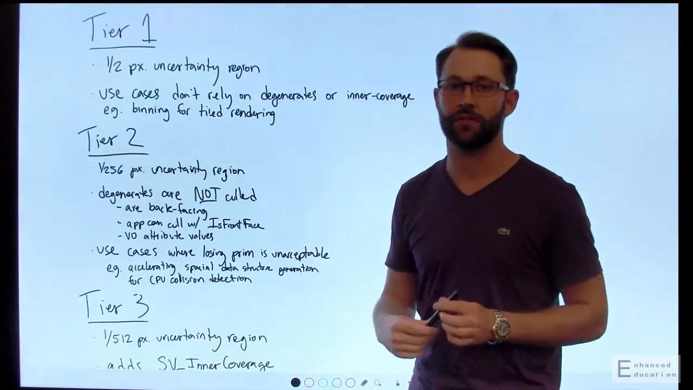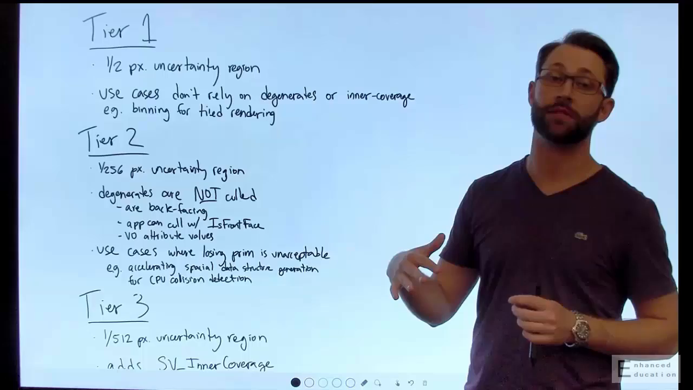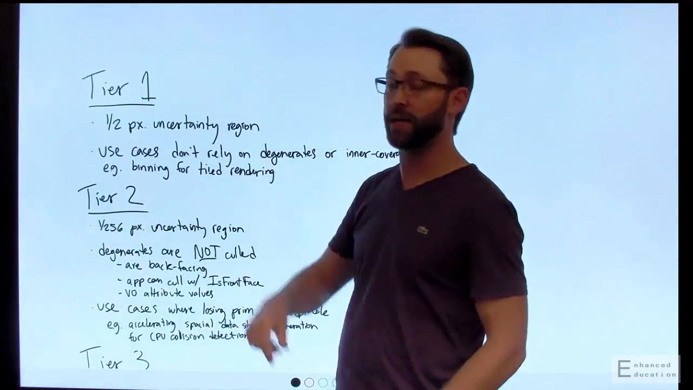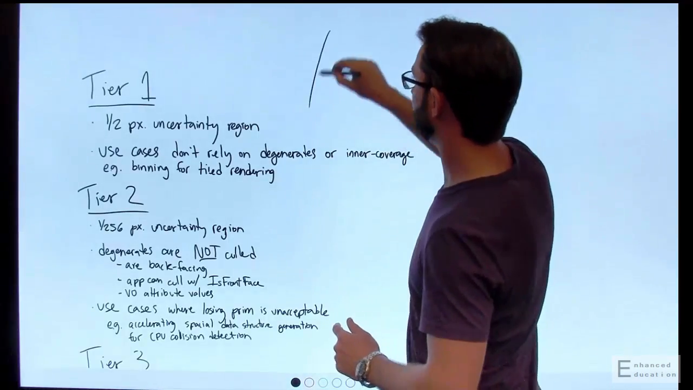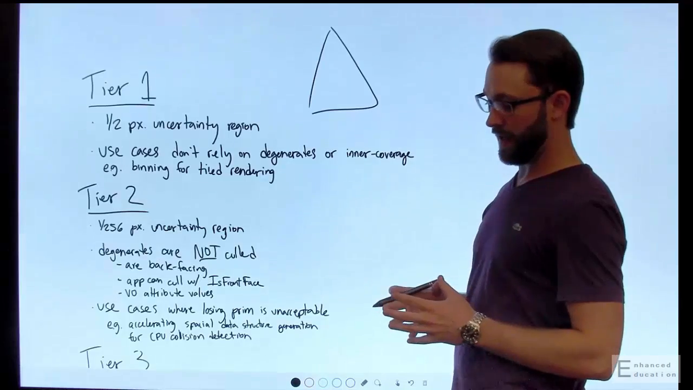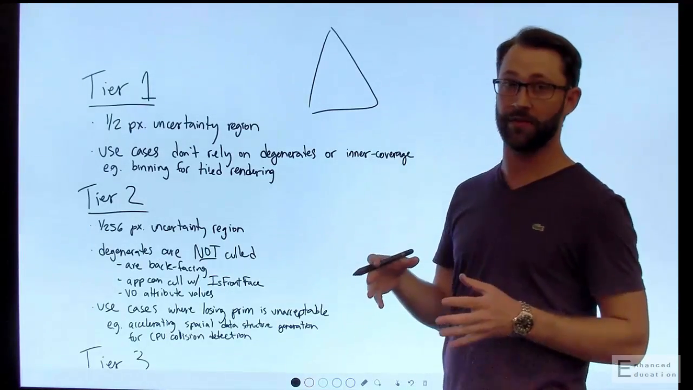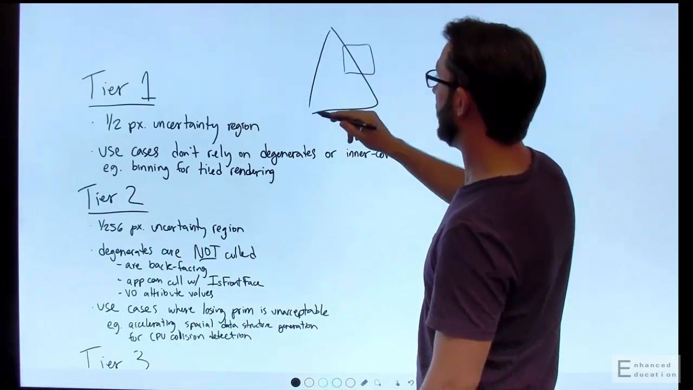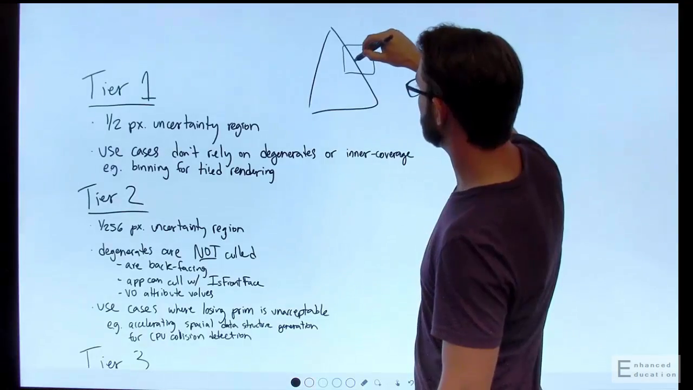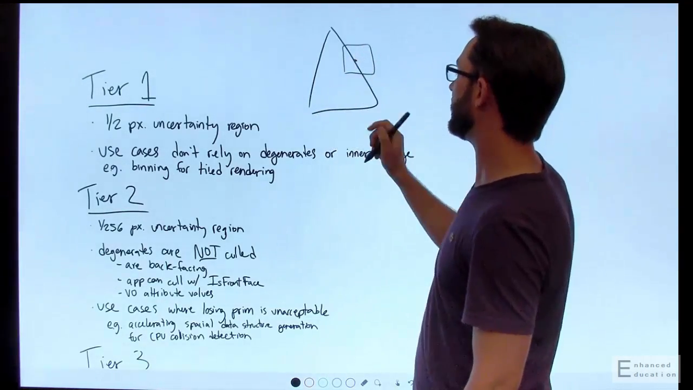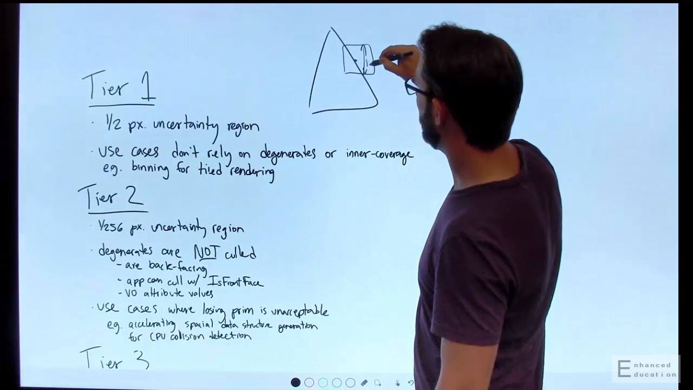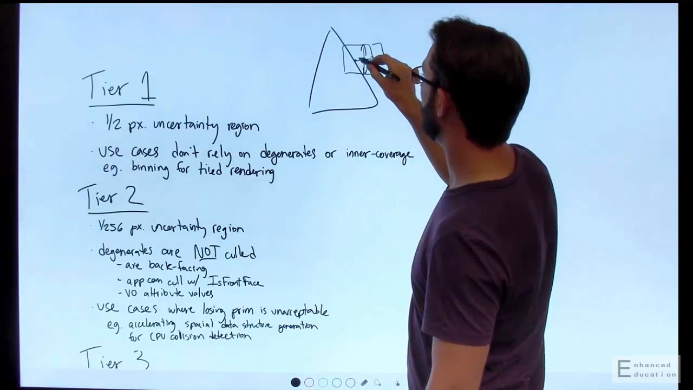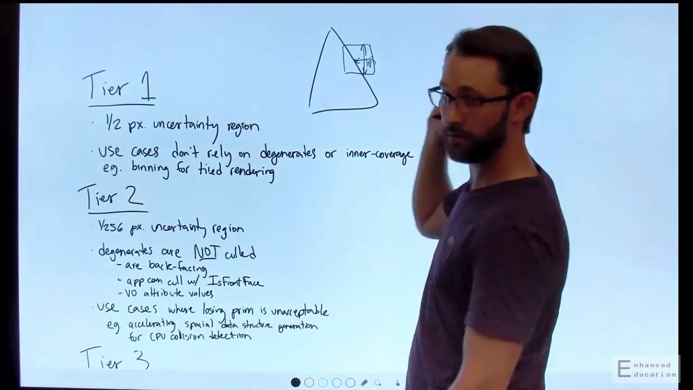And so we've got three different tiers of conservative rasterization, and each one enables a new class of use cases. So for tier one, we've started off with a half pixel uncertainty region. And so what that means is if we've got our triangle, the uncertainty region can be thought of as a swept square around the edge of the primitive. It's as if we had a square, I didn't draw that super well, but imagine it's centered on the primitive edge there, and it's fully 1 pixel wide. And the uncertainty region that's going to extend out this way is half a pixel, if that makes sense.